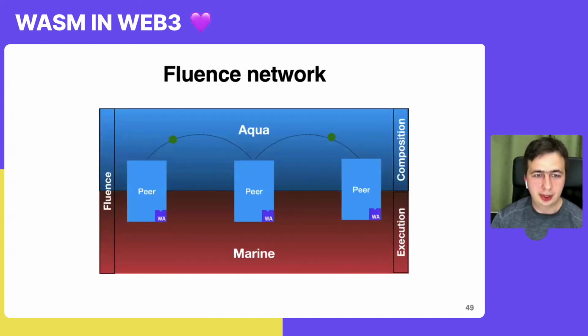Okay, here you can see another picture. It's how our network could be represented. There are two layers. The first layer is the execution layer that is handled by Marine. And in it we have peers that can load several services, and along with the services, the Aqua virtual machine is also loaded. And in turn, these peers can be composed by Aqua.